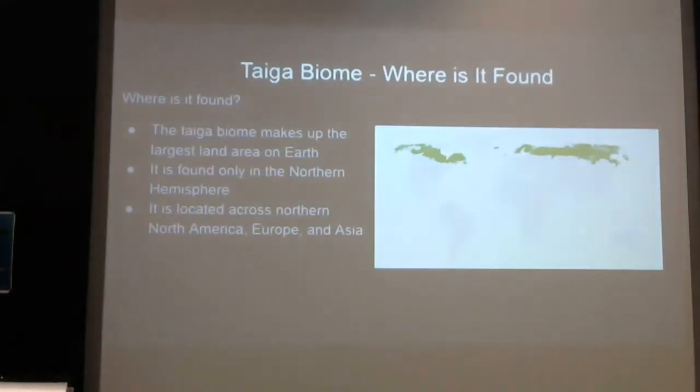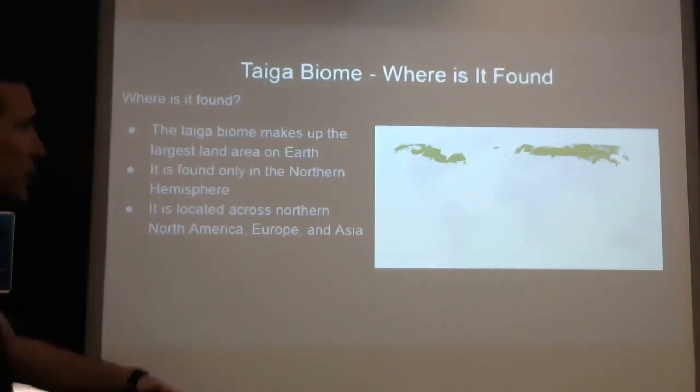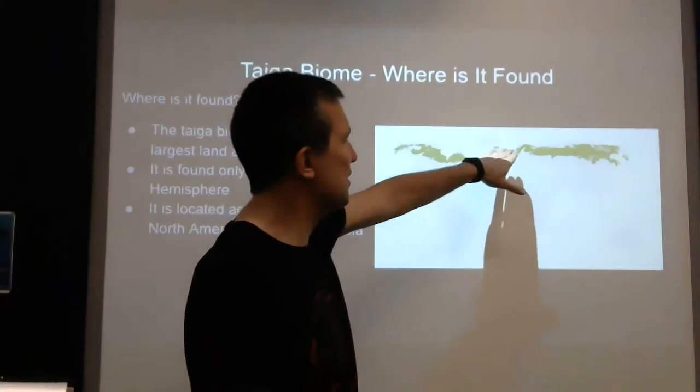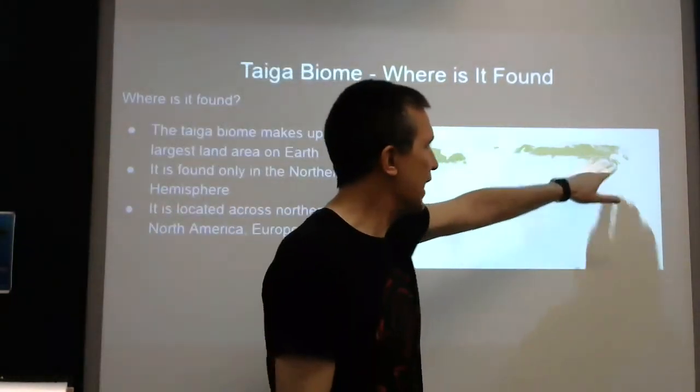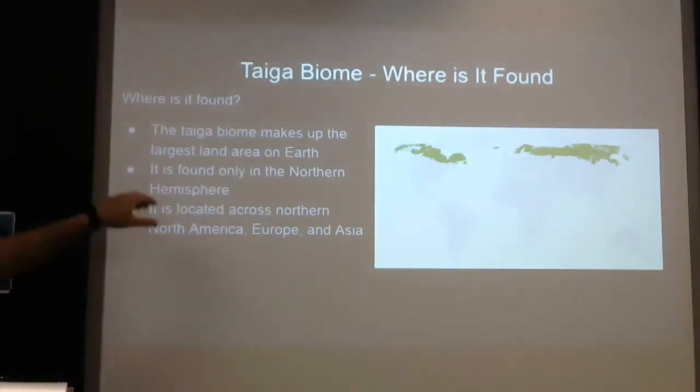Finally, if you notice the taiga biome, where is it found? As I said, it's only found in the northern hemisphere. Notice it's found mostly in the northern regions of North America, Northern Europe, and Northern Asia. So that's where it's found. It's across Northern North America, Europe, and Asia, and it makes up the largest land area that you see on Earth.